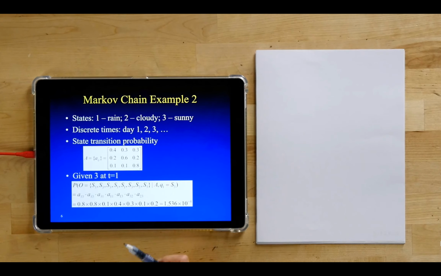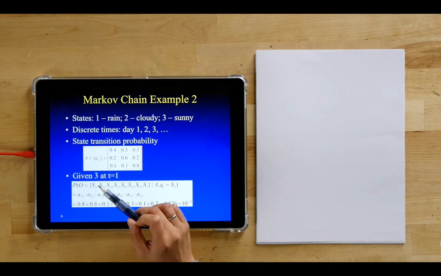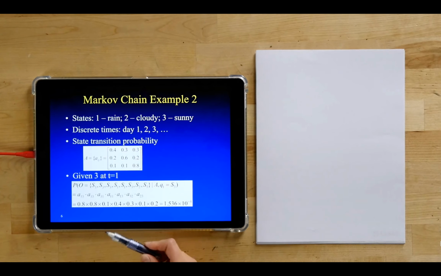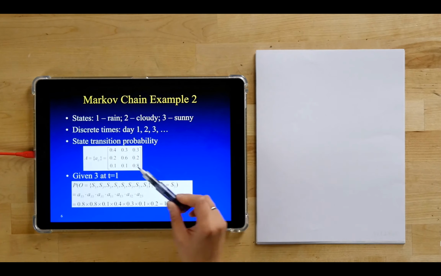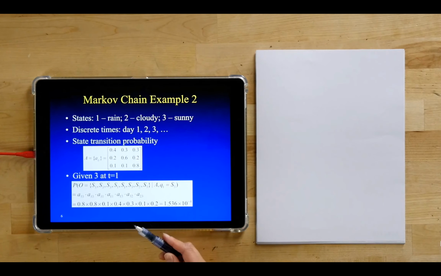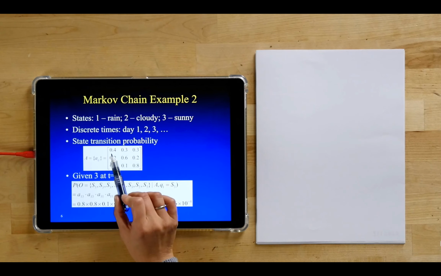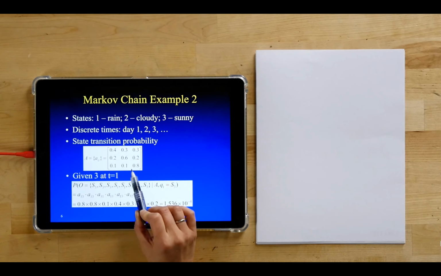The second example of a Markov chain is, of course, a scenario we just made up. So the discrete states, this is a weather example: one is a rainy day, two is a cloudy day, and three is a sunny day. And the discrete times are day 1, 2, 3, the weather of each day. And the state transition probability, we're making up this state transition probability, and you can see here every row needs to add up to 1.